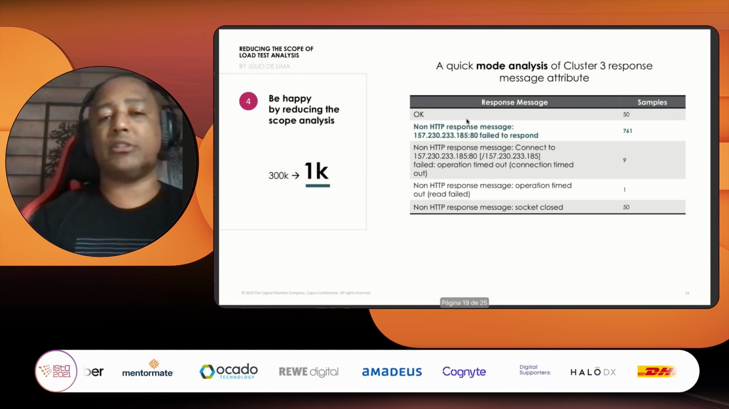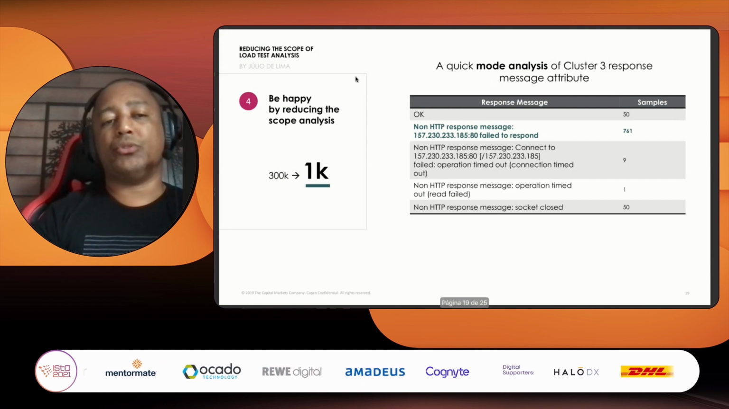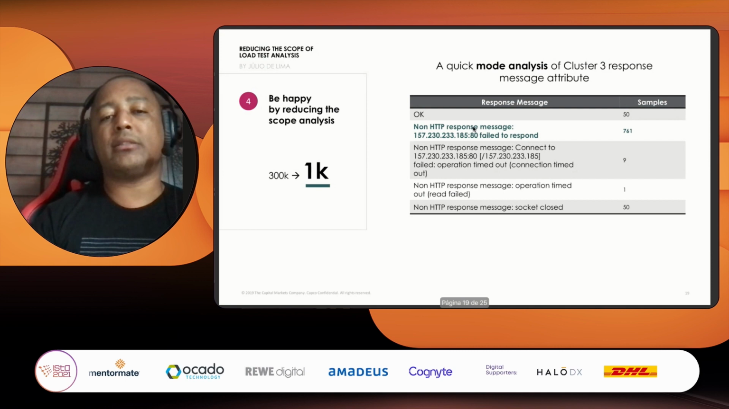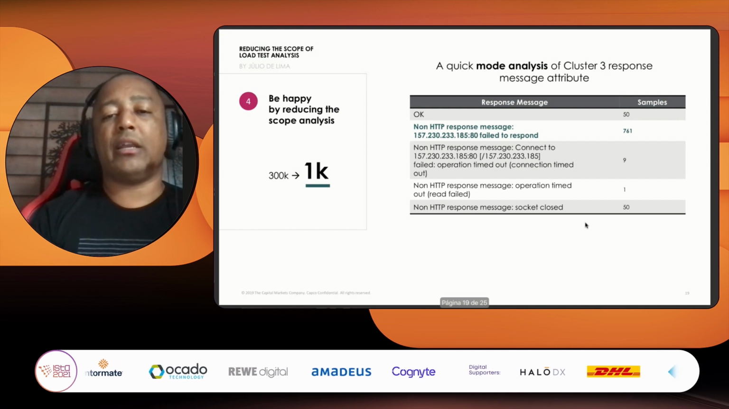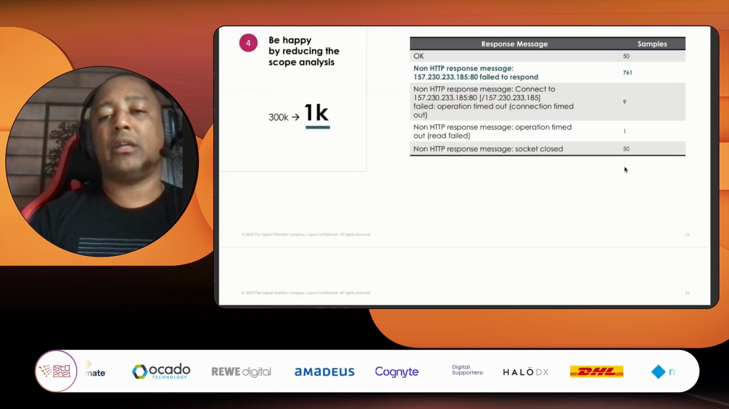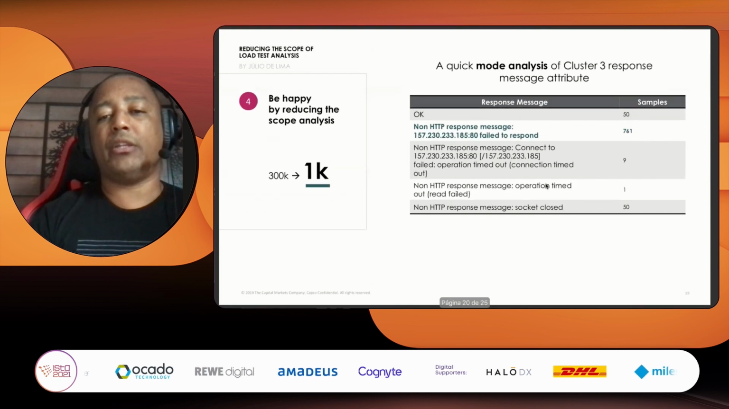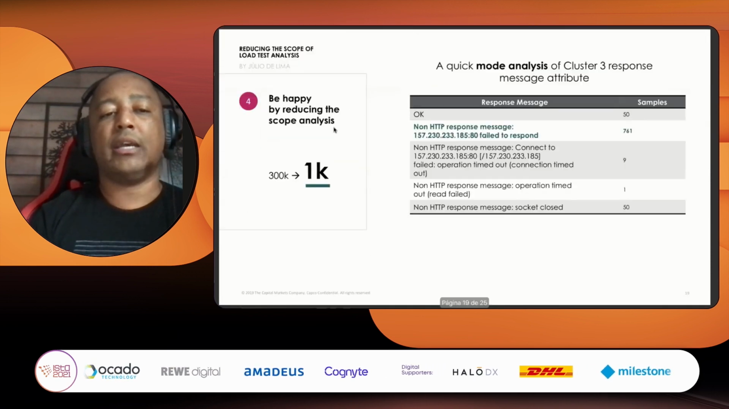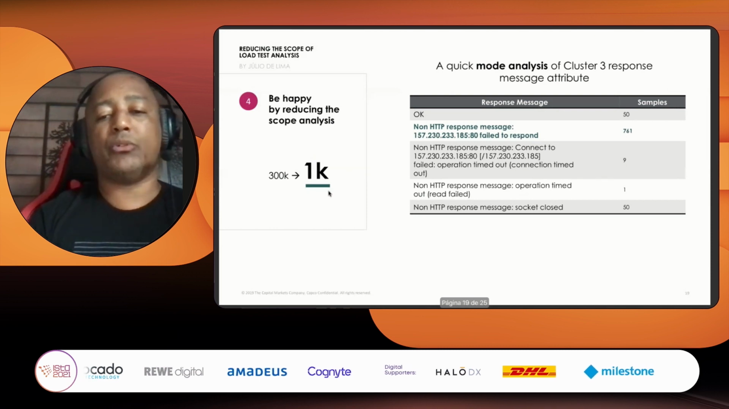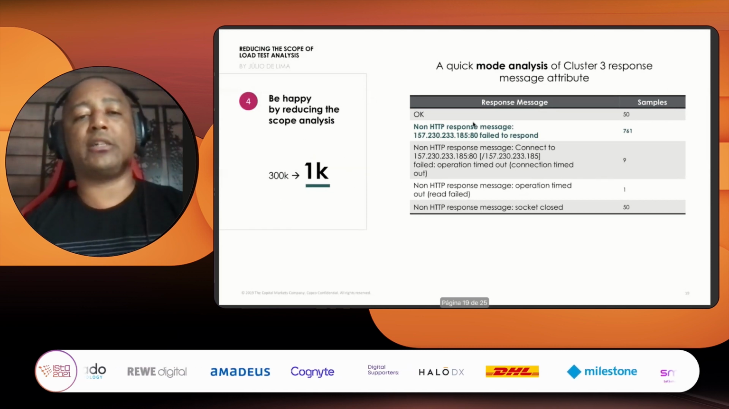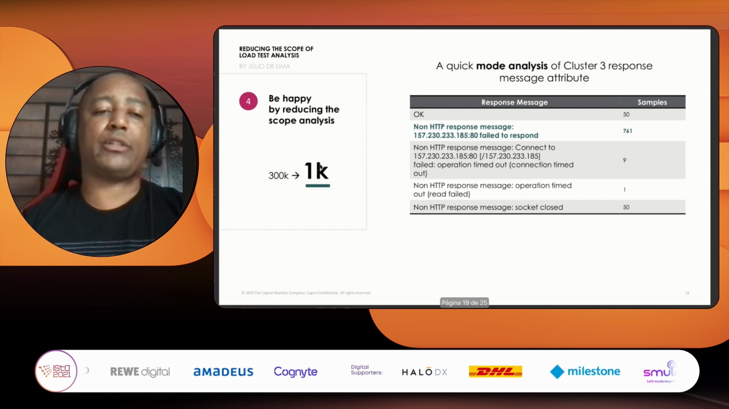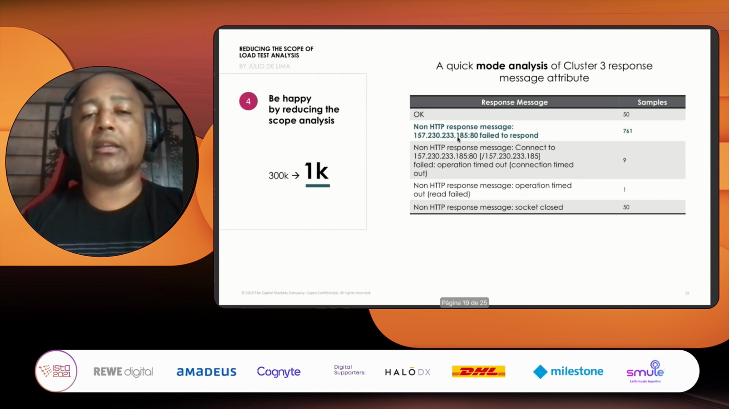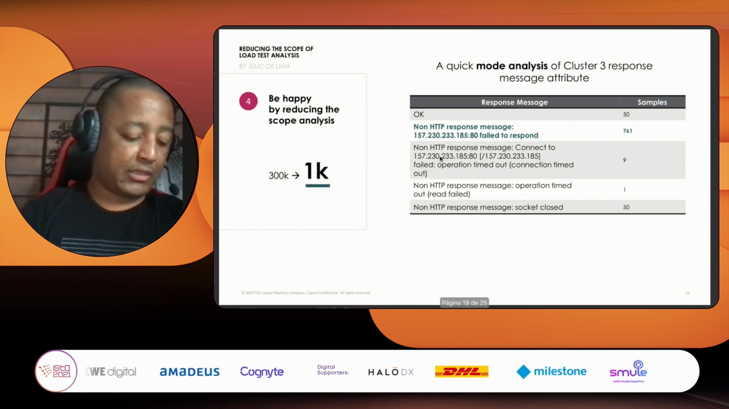This is the heart of this presentation. I was able to, using k-means, identify in one cluster the majority of issues that are in the 300K records. That's why we were able to reduce the scope of analysis, because I reduced it from 300K to less than 1K.